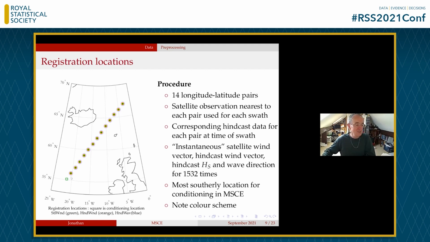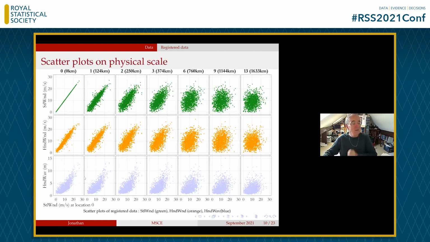So we're going to be interested in the joint structure of all of those quantities across space, but conditioning only on the satellite wind speed, the green variable at the conditioning location. Okay, so this is just some motivation about the data. All of these plots have the satellite wind speed at the conditioning location on the x-axis. On the y-axis, we're looking as a function of distance, and then looking at the three variables in these different columns.